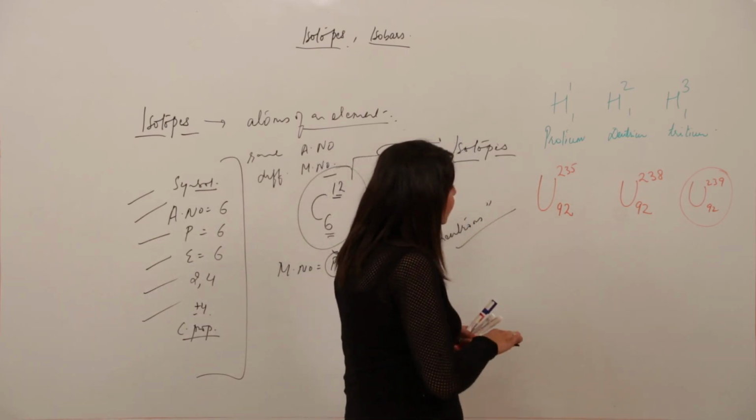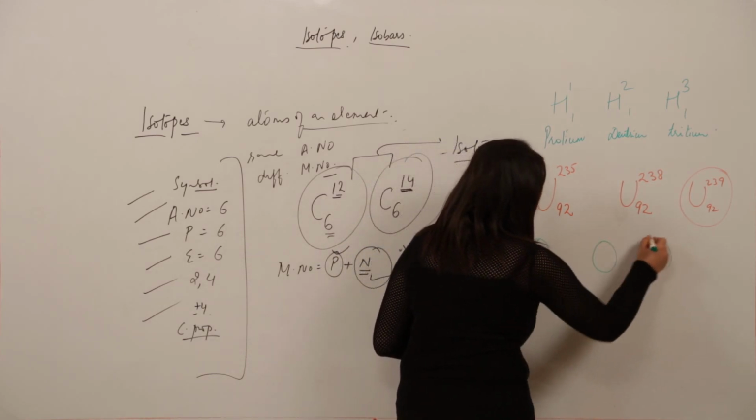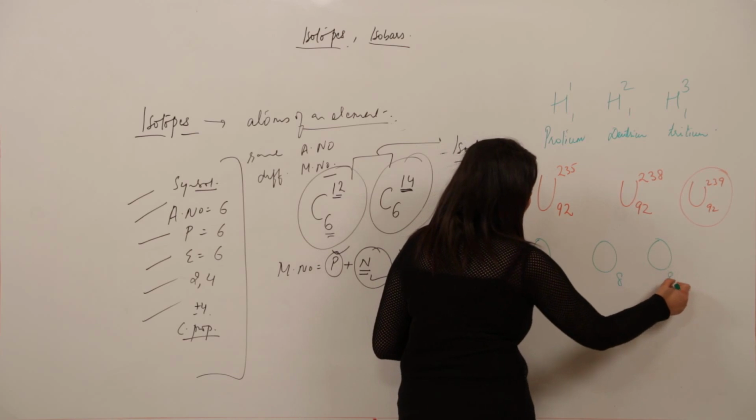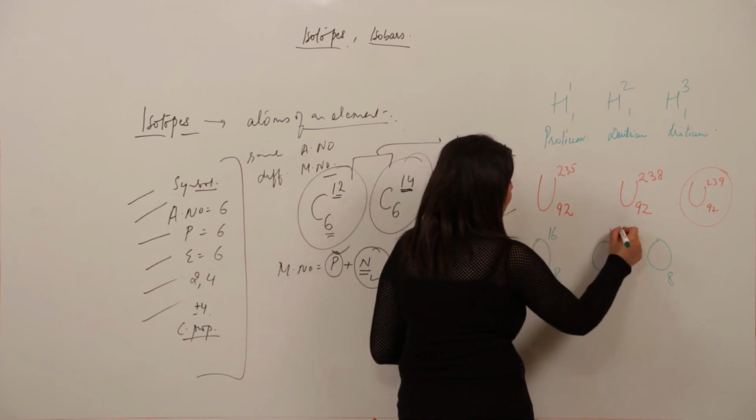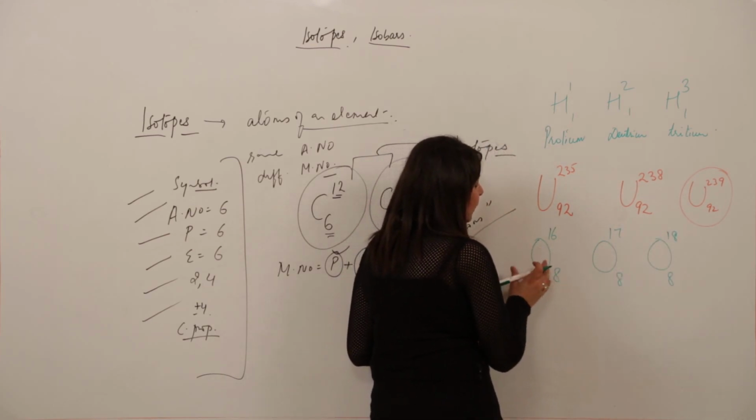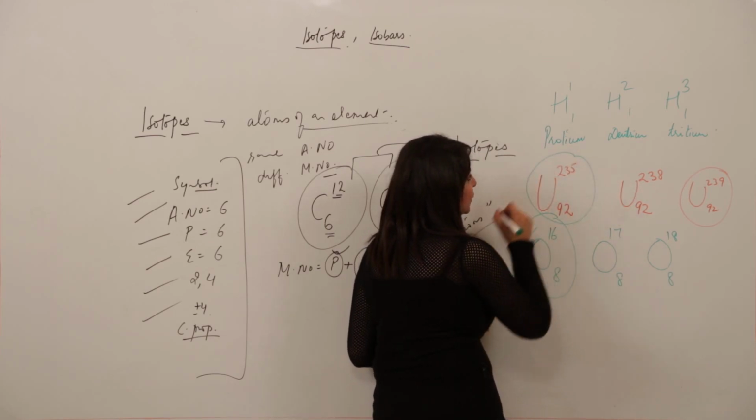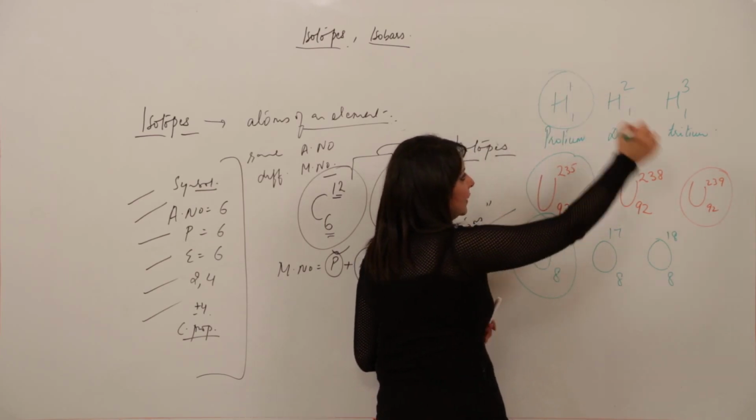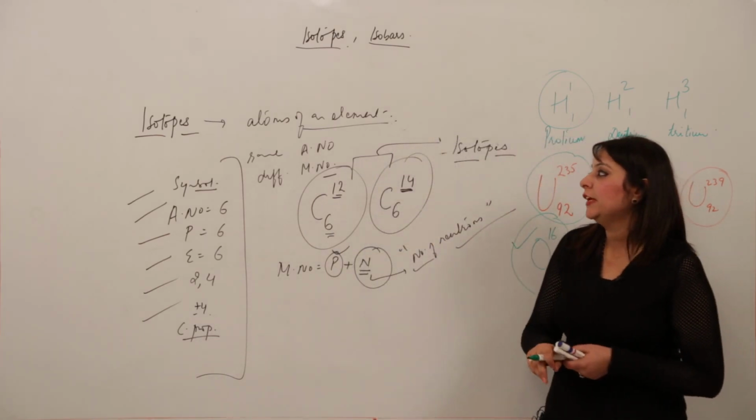One more example I can list for you is the case of oxygen. We know the isotopes are going to have the same atomic number. Mass numbers are 16, 17, 18. The most abundant atom found in nature is O-16. Similarly, in this case it is U-235, and in this case it is H-1. So similarly, you can have many examples for isotopes.